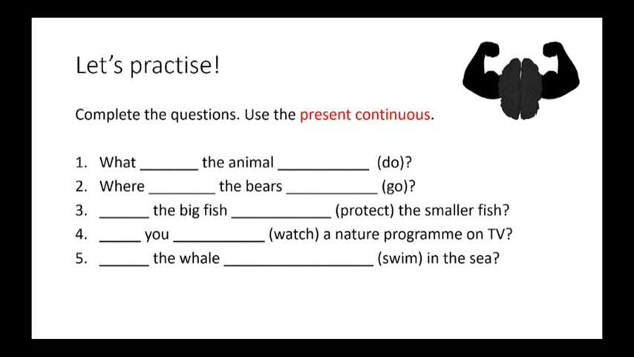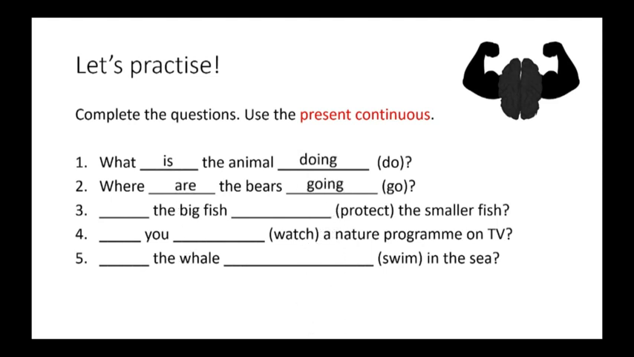Okay, have you finished? Let's check. So you have 2 lines, 2 gaps. That means an auxiliary verb goes on one line and on the other one is the main verb. So the first one, what? The animal. The animal is it, right? Third person singular. So we need is. What is the animal doing?